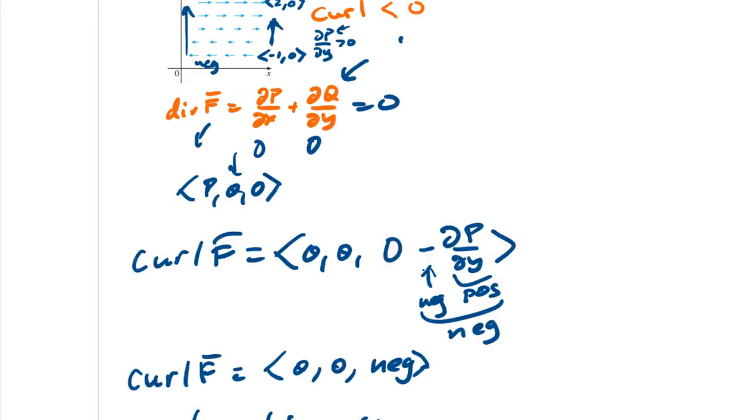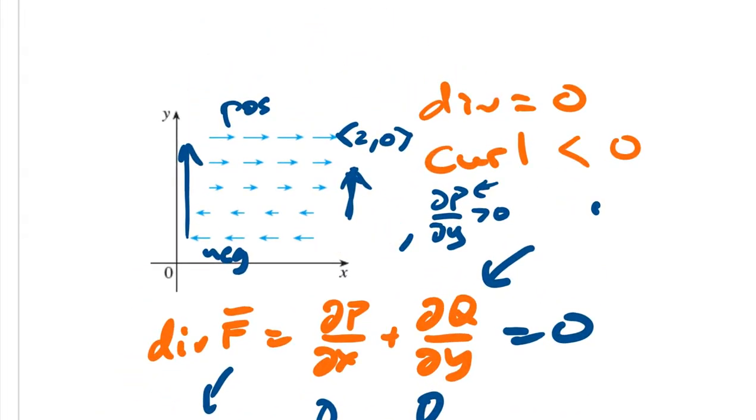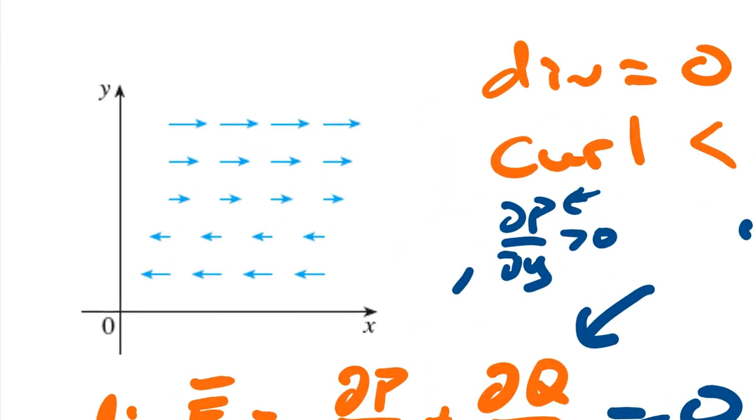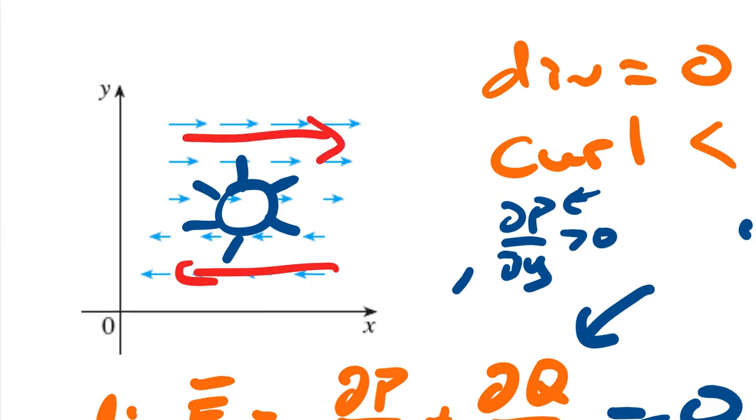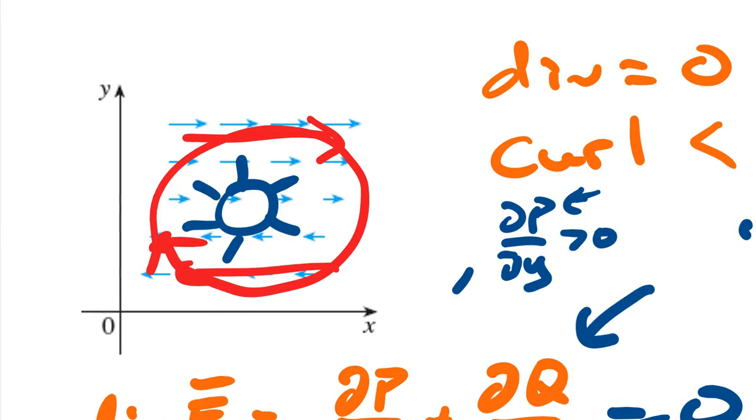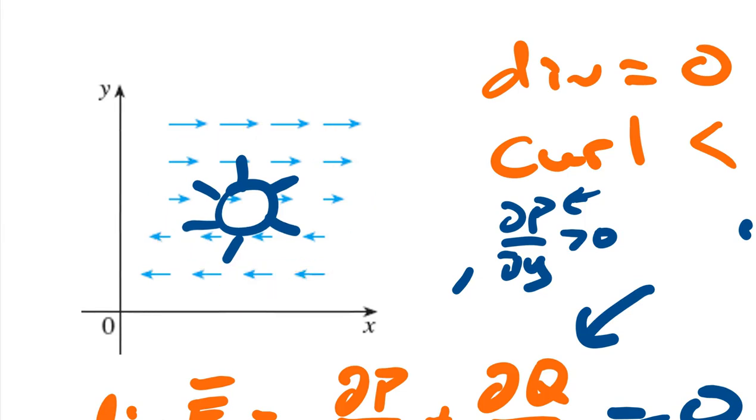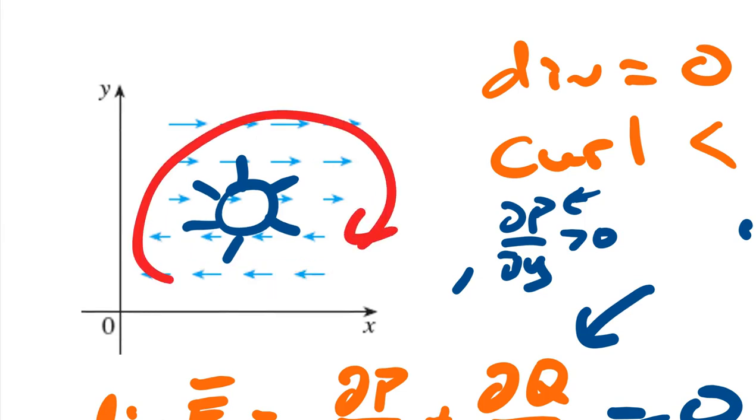Yeah. And so let's see why that happens. Well, let's erase all of this. If you have your little paddle wheel in here, like this, then these vectors will be going like this and then like this. So it looks like the paddle wheel is going in that direction. And if you do the right hand rule, it's going into the page.